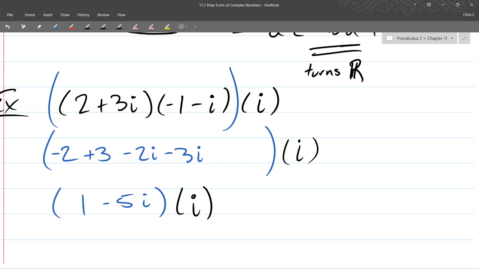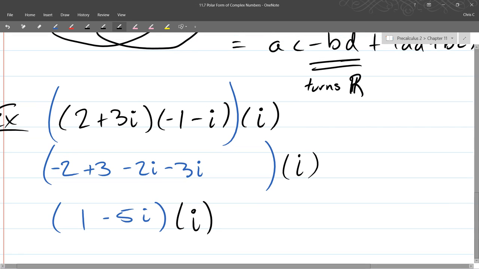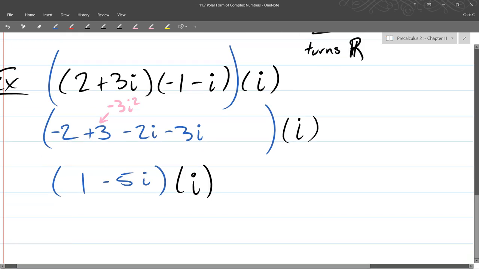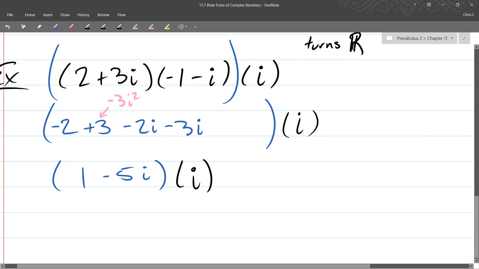So that plus 3 might be the weirdest part of the blue. So what is a plus 3? It's really a negative 3i squared. But i squared is negative 1, so it's actually plus 3. So this right here, that 3 is really negative 3i squared, right there, which of course is positive 3.